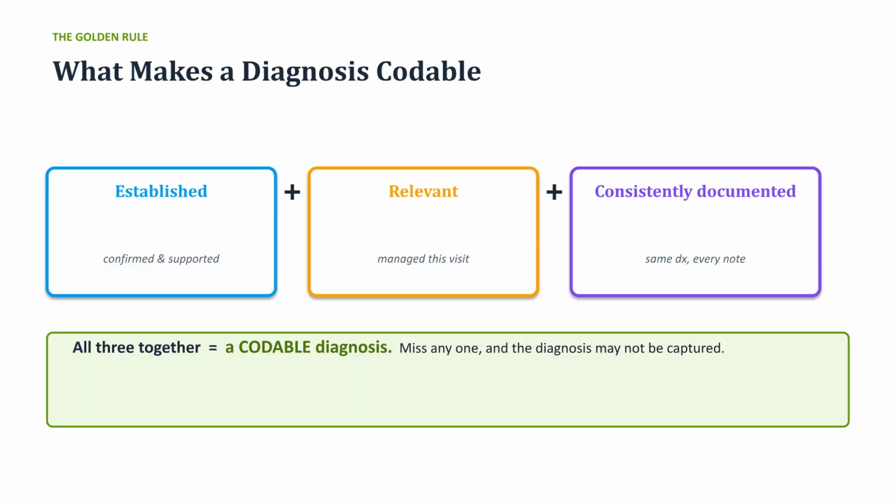The golden rule for coding is simple. A diagnosis must be established, relevant, and consistently documented. It must be confirmed by clinical data, managed during the visit, and tracked across your notes. Missing any of these elements can prevent the diagnosis from being captured, resulting in incomplete patient data.